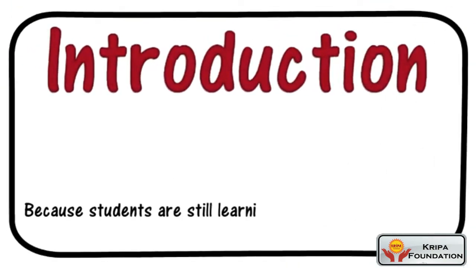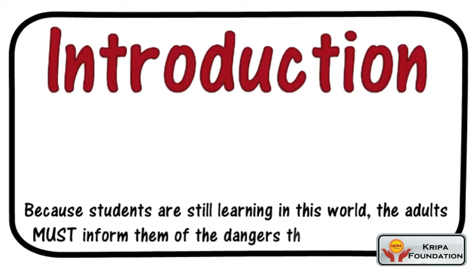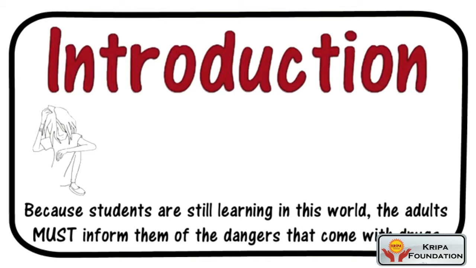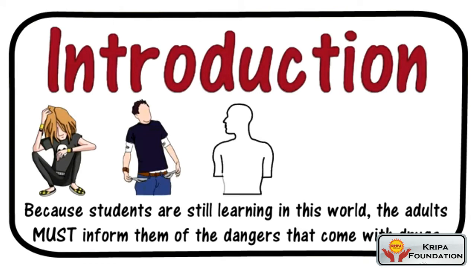Because students are still learning in this world, it is up to the adults to inform them of the dangers that come with using drugs. Drugs have the ability to affect the person's mood, their emotions, and overall personality, usually in a negative way. Many drug addicts and alcoholics slip into poverty. Research shows a direct relationship between drug addiction and economic struggles.